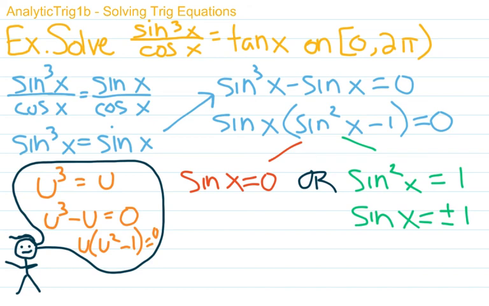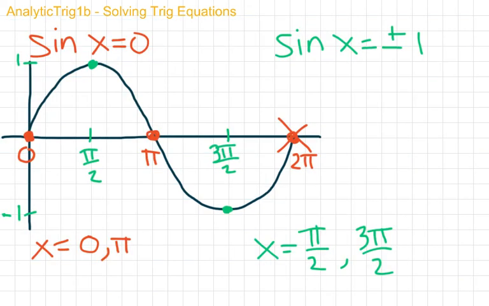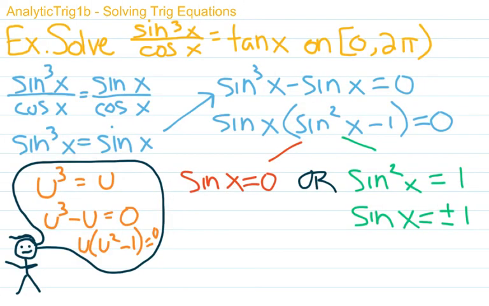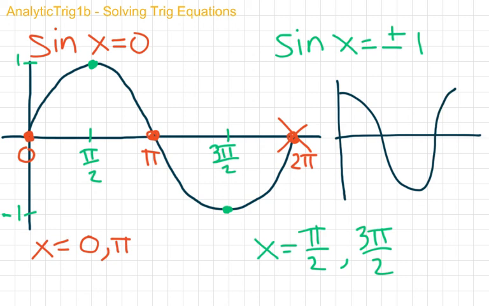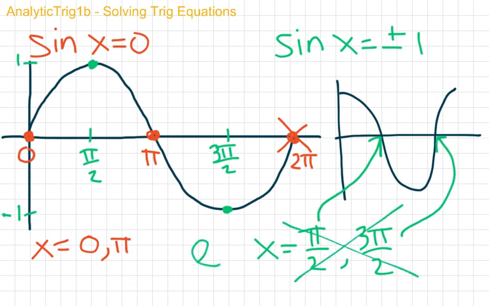So going back to these solutions, if I plug 0 and pi into the cosine curve, if I plug in 0, I get 1. If I plug in pi, I get negative 1. So those are fine. Now if I plug in pi over 2 and 3 pi over 2, I'll sketch a quick curve over here of cosine. Those values make the cosine curve 0. So these solutions are extraneous.